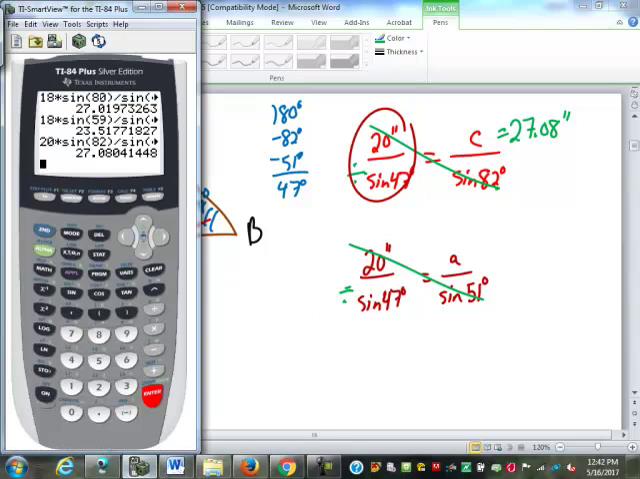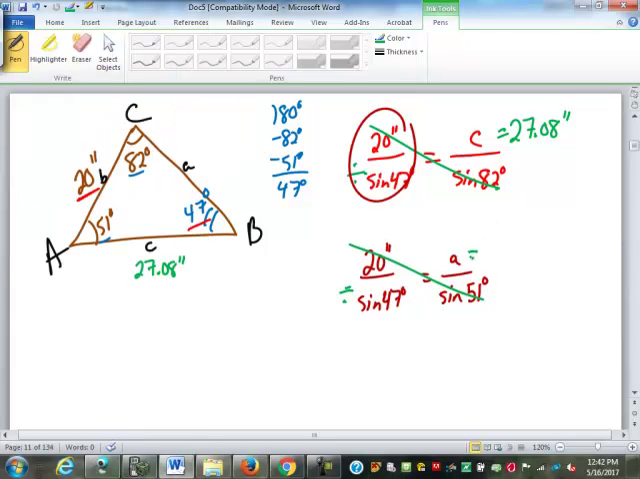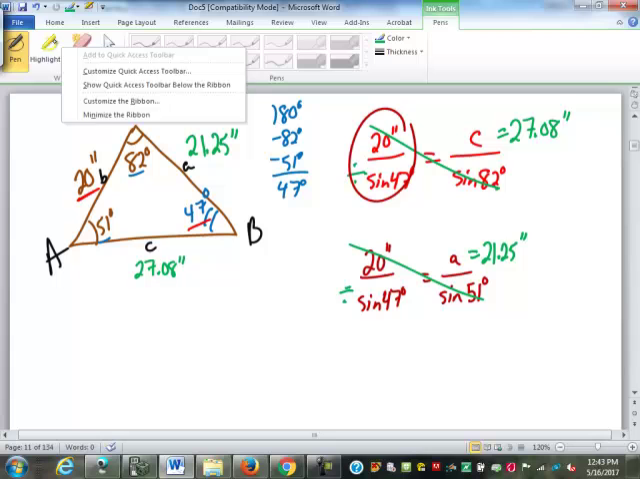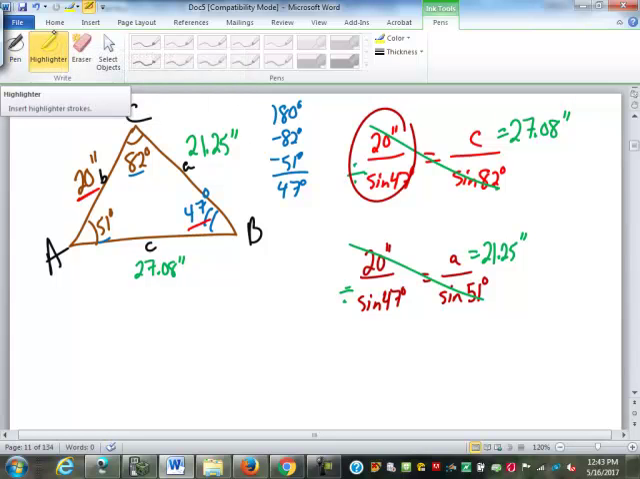Let's cross multiply and divide. 20 times the sine of 51 divided by sine of 47. 21.25. You are correct. Now, I didn't do it on the last one, but I'm going to do it here. I should have done it on the last one. Let's double check and make sure these answers make sense.